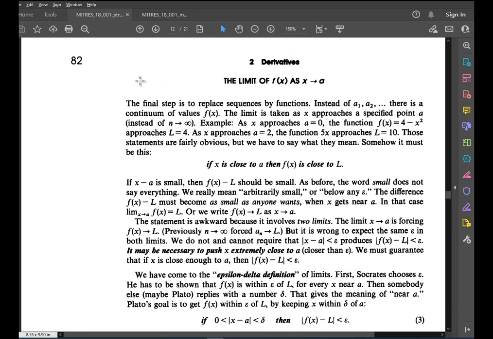I think I'm going to stop here. I think I'm going to have to break this video up. I don't want to make it too long. So we'll stop there, because here he's talking now about limits of functions instead of limits of sequences. It's a little bit different. All right, so hopefully that helps some.